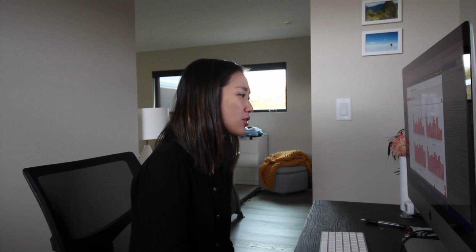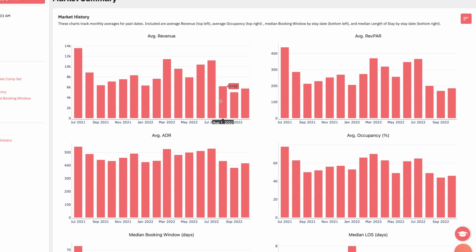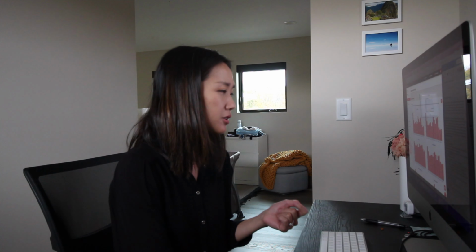All right, so overall, even in the summer seasons, July is 11, August is 6, versus last year July was 13 and August was 8. So overall, comparing this season versus last season, generally listings are performing a bit worse in terms of revenue.